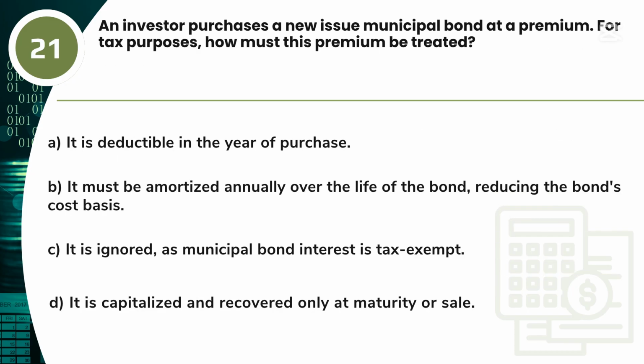Question 21. An investor purchases a new issue municipal bond at a premium. For tax purposes, how must this premium be treated? A. It is deductible in the year of purchase. B. It must be amortized annually over the life of the bond, reducing the bond's cost basis. C. It is ignored, as municipal bond interest is tax-exempt. D. It is capitalized and recovered only at maturity or sale.